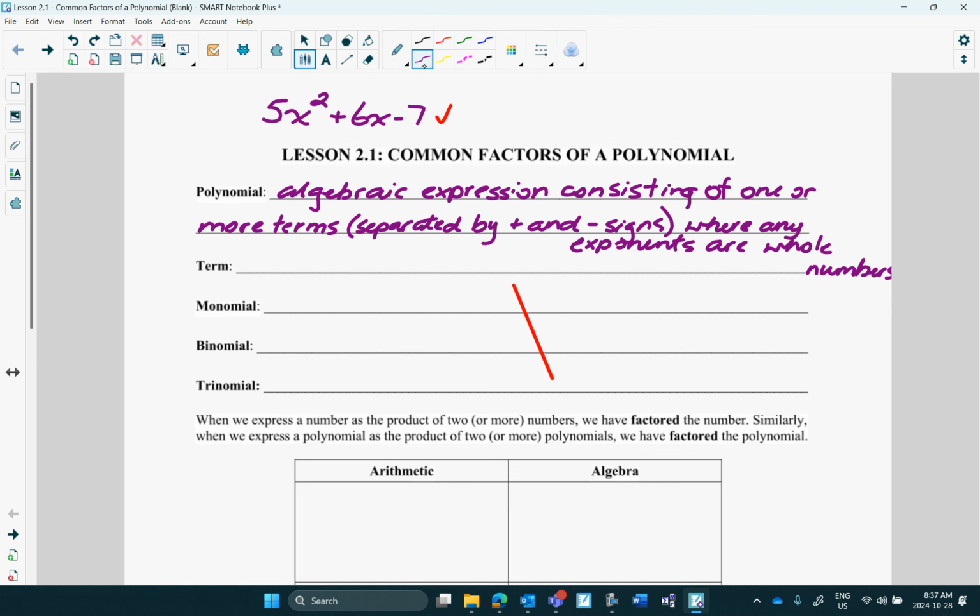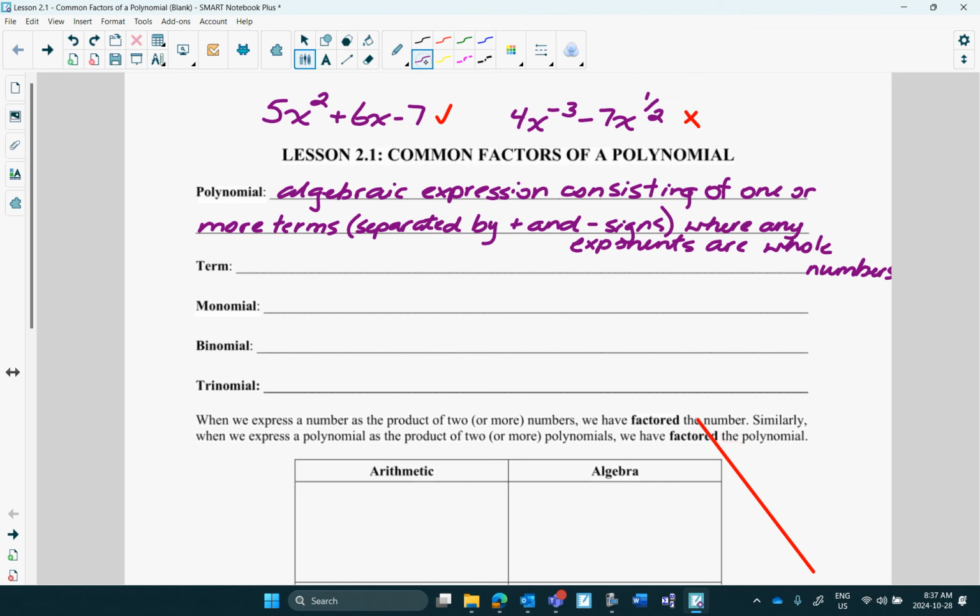An example of something that's not a polynomial would be 4x to the negative 3 minus 7x to the 1/2. You can't have negative exponents, and you can't have fraction exponents. So we're going to be focusing on doing stuff with polynomials in this unit.